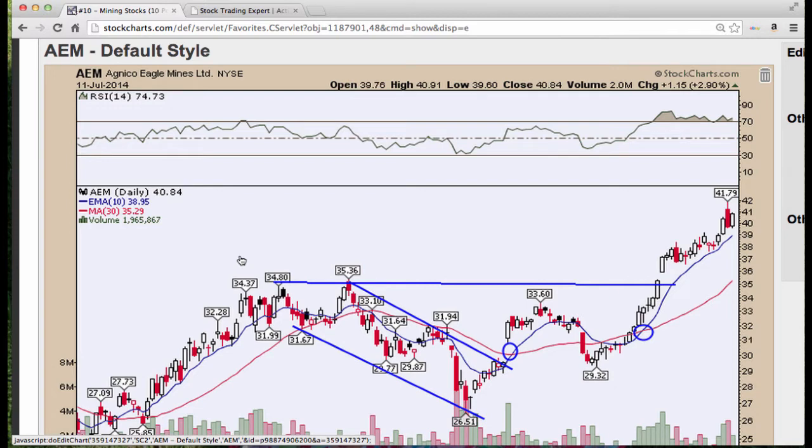Moving to our next chart, Agnico Mining. We can see AEM has broken out of a nice downtrend. Prices were moving sideways. We had two crosses on the 10 period and 30 period. Now that shares are above the 10 period EMA and the 30 period, we continue to stay long on Agnico Mining.